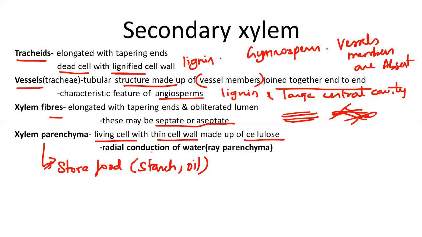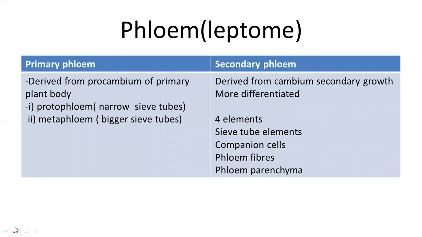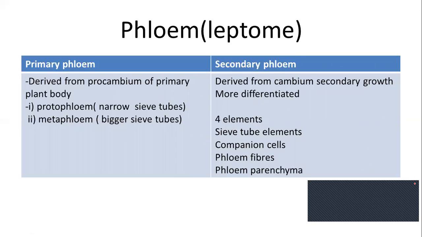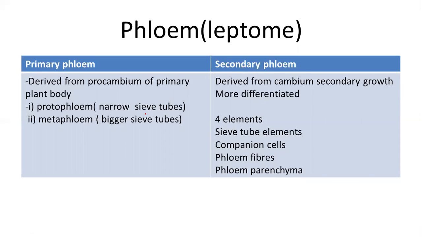Radial conduction of water is done by the ray parenchyma, which is an important feature of secondary xylem. Hope you all understood this xylem part. That's enough, no need to go much deeper. Last we'll be studying phloem. In today's chapter we'll be completing with phloem, and tomorrow we'll be starting with the tissue system, right?